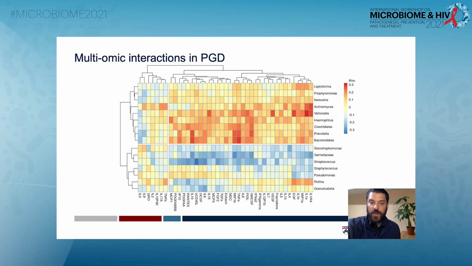And then, because we had multiple rich layers of data, we did an integrated analysis. Here we're showing the microbiome host-response interactions, and we found some interesting patterns, namely that Prevotella, the taxa that was associated with severe PGD, also associated with severe inflammation. And then conversely, Streptococcus, which was seemingly protective against PGD, had negative correlations to multiple of the cytokines and chemokines that we assayed.